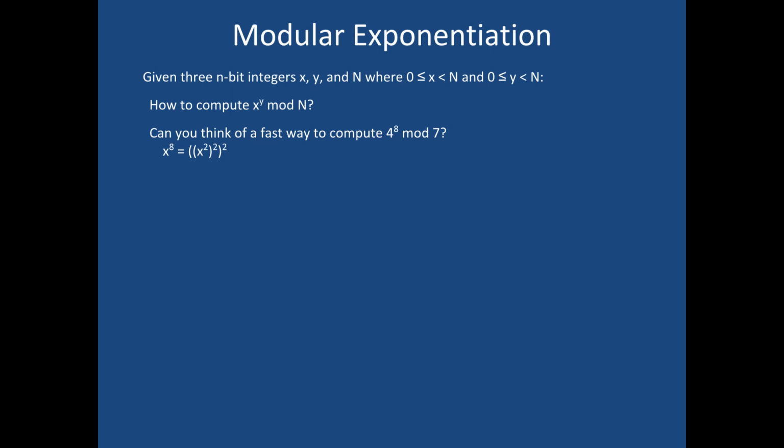And furthermore, after each squaring, we can take the mod to keep the numbers from getting out of hand. So first thing we'll do is 4 squared mod 7, which is 16, which mod 7 is 2. So what's our next operation going to be? We square the 2, right? 2 squared mod 7 is 4, and now we square the 4. 4 squared mod 7 is 2. We got the answer. We only had to do 3 operations.